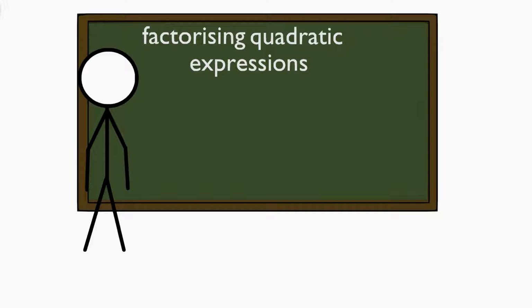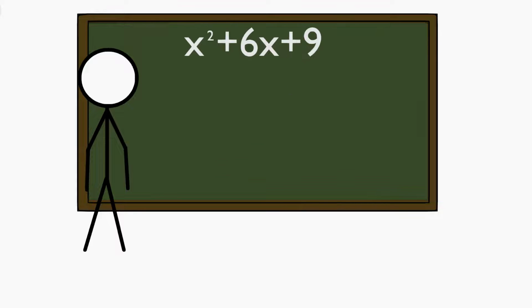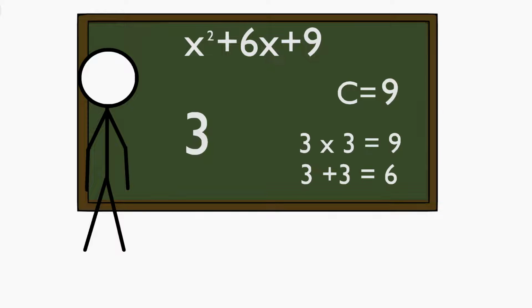There's one main thing you need to watch out for when factorizing quadratic expressions, and that is the signs. Take a look at this example. X squared plus 6x plus 9. So to factorize this, we need two numbers that multiply to make the value of c, which is positive 9 in this case, and add to make b. So we need two numbers that add to make 6 and multiply to make 9, and both have to be positive. This is relatively straightforward, as positive 3 would be the answer.